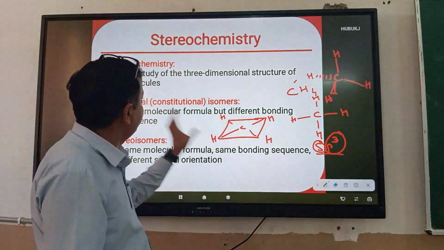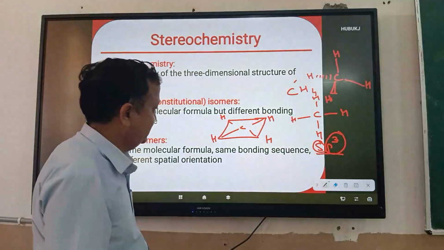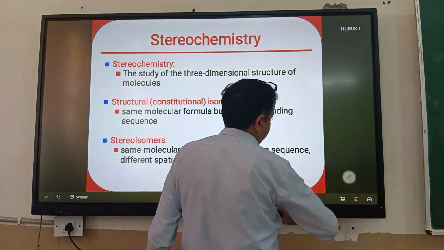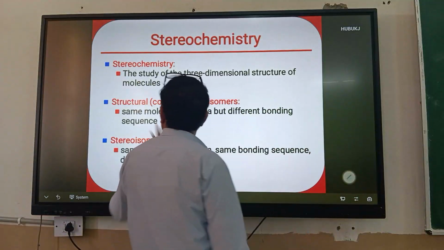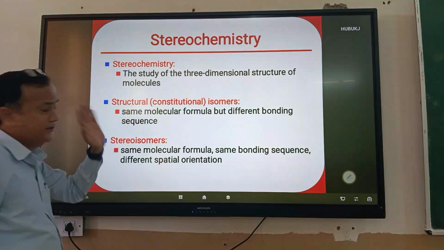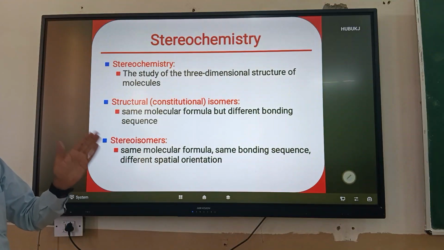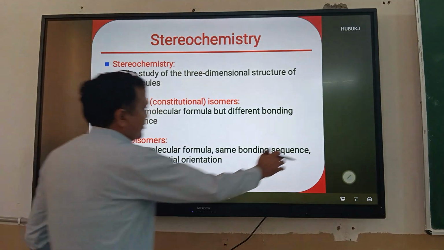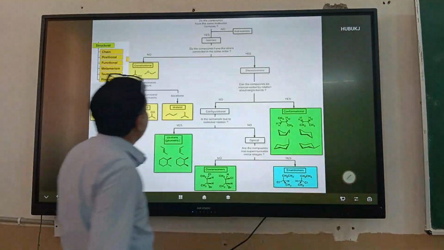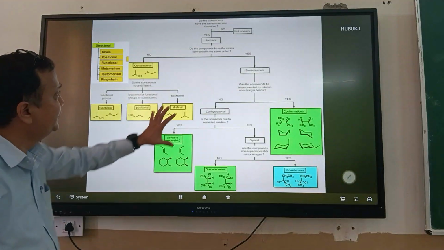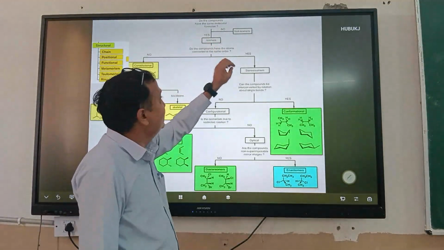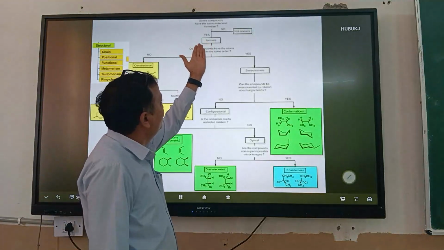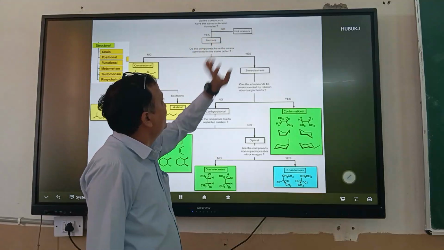There are many molecules which are optically active and many molecules which are optically inactive. Isomers means having the same molecular formula but different structure. So first of all, let's discuss the classification of isomers. I have told you what isomers are: same molecular formula but different structure. If the molecular formula is not the same, then those are not isomers.